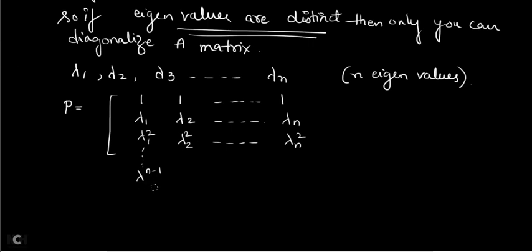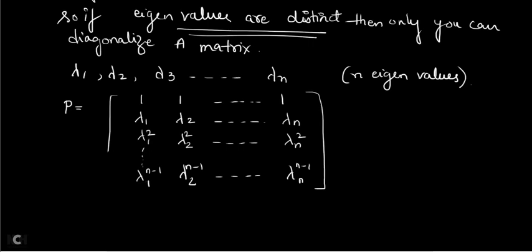Okay, starting from lambda 1 in the second row, what will be the last power you will get? Lambda square, lambda cube, etc., up to lambda power n minus 1. And lambda 2 power n minus 1. Like this, etc., up to lambda n power n minus 1. This matrix you have to construct first. That is your second step.